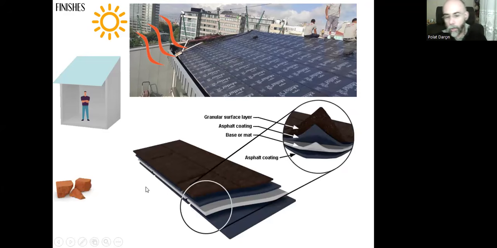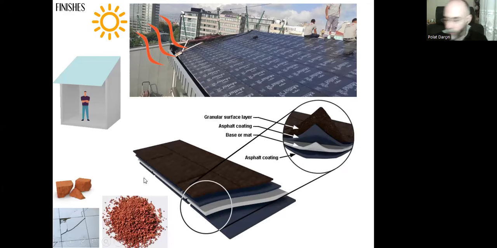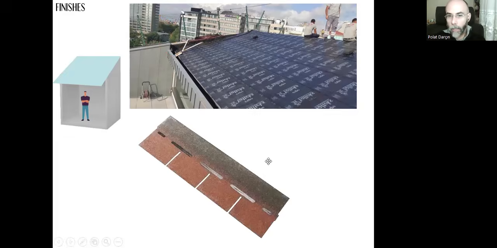Or we can use these bricks or ceramic tiles, and we can convert them into fine sand like this, powder, and we can use these grains to cover the upper surface of the bitumen. The lower ones will be the same again: the modified bitumen, the base, and the polyethylene film as the lowest one. And this is called asphalt shingle, and they create these strips.